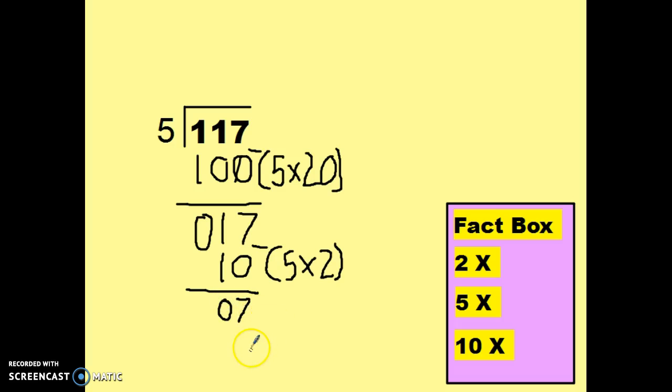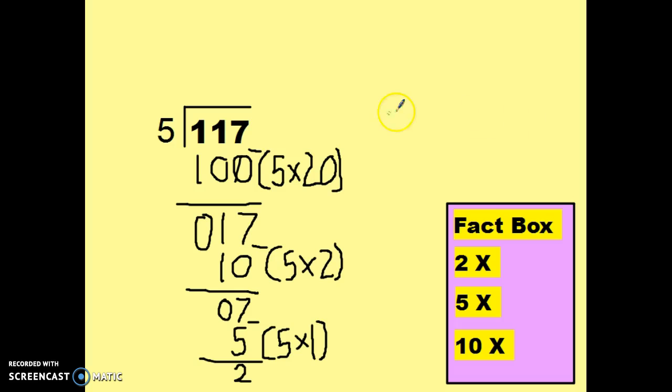Can 5 fit into 7? Yes, it can. So we're going to say 5 times 1. You'll notice that this isn't in the fact box, and it's okay to use other times tables that you know will get you closer to the answer. 5 times 1 is 5. 7 take away 5 is 2.